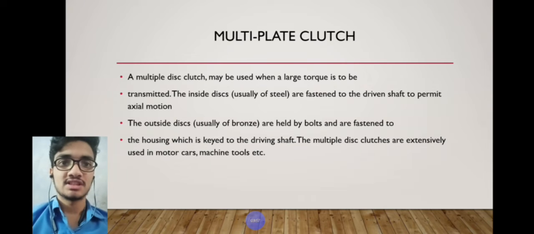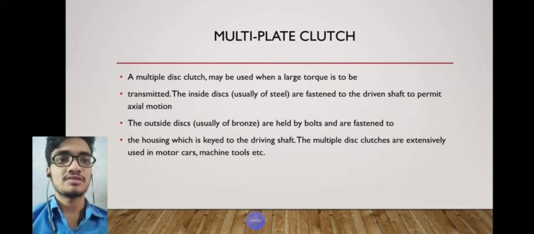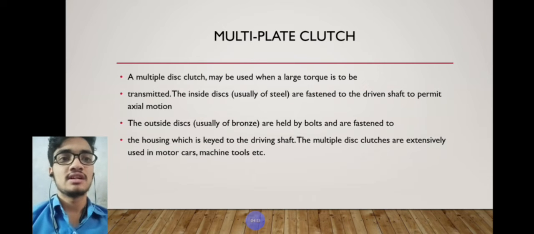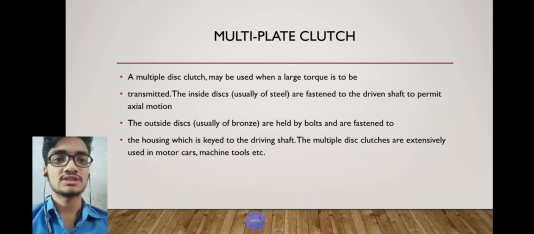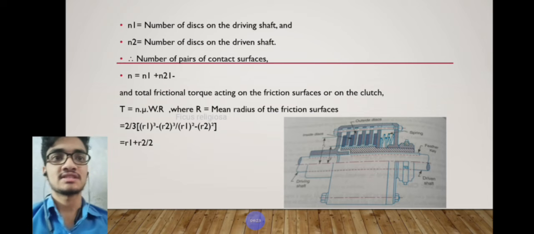Multi-plate clutch. A multi-plate disc clutch may be used when a large torque is to be transmitted. The inside discs, usually of steel, are fastened to the driven shaft to permit axial motion. The outside discs, usually made of bronze, are held by bolts and are fastened to the housing, which is keyed to the driving shaft. Multiple disc clutches are extensively used in motor cars, machine tools, etc.